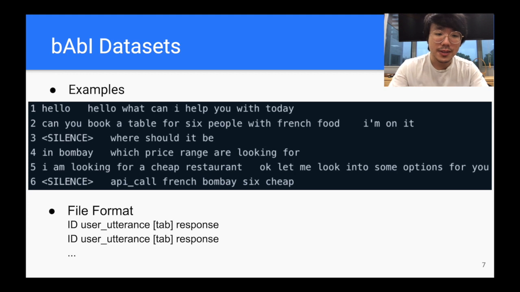This is the format in which the dataset is in. Here's an example of a dialogue from task 1. The ID resets to 1 at the beginning of a new dialogue and increments as the dialogue goes on. When the bot speaks twice in a row, the special token silence is used to fill in for the missing user utterance. The goal of the task is to predict the bot utterances, which can be either sentences or API calls. And these are noted by the special token API call.